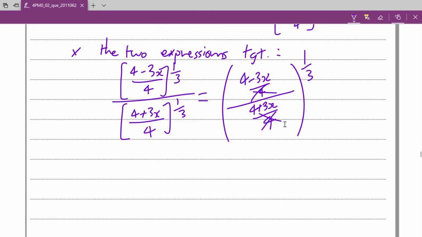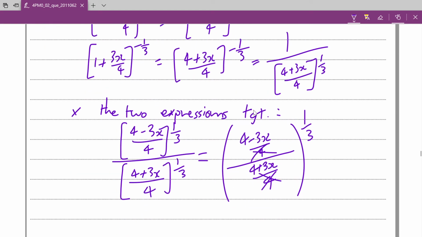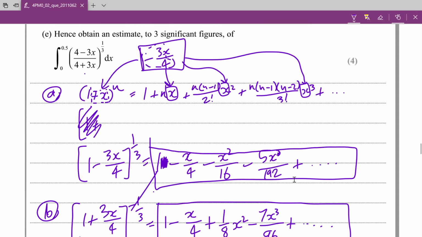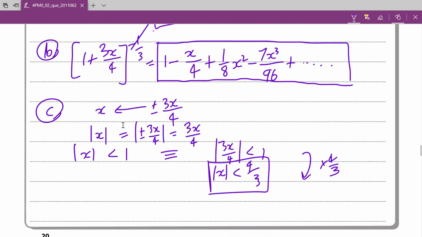Anyway, that's how we know that multiplying the two expressions together will give us the expression we want. Because if you disregard the 4's, because we've just cancelled them out, we have this exact expression, (4 minus 3x) over (4 plus 3x) to the power of 1/3, which is, in fact, the expression we want.